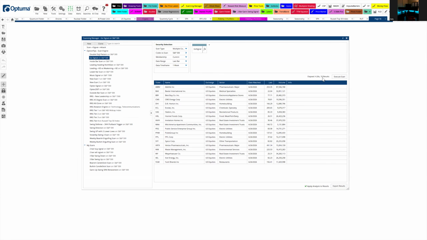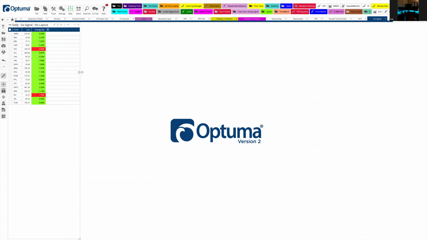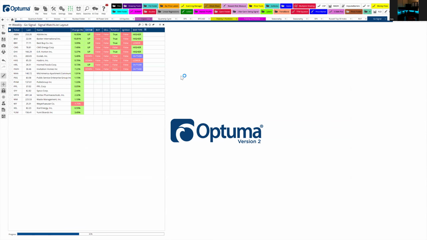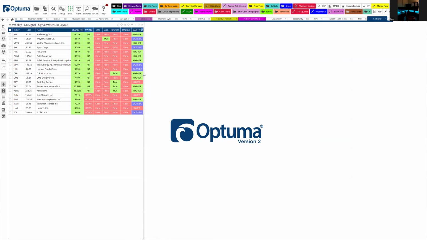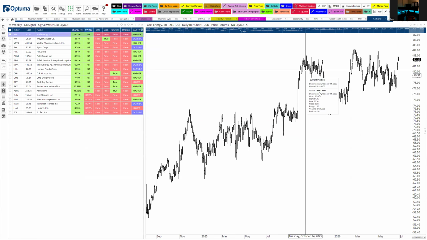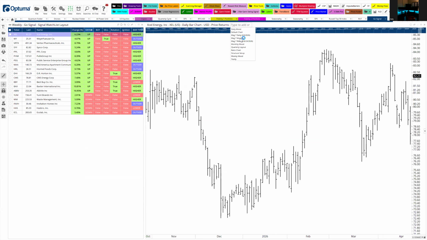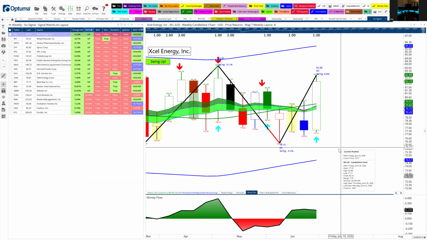19 stocks triggered a go signal on the weekly bar. Take a look at them. How long does it take? Less than 5 seconds. So we go here to the watch list, pull this up, go to weekly. There you go.